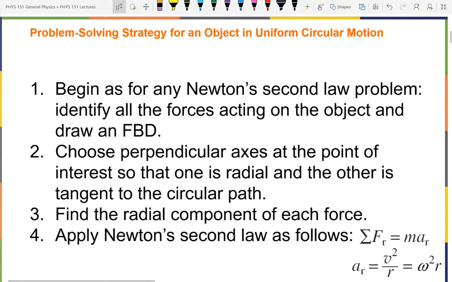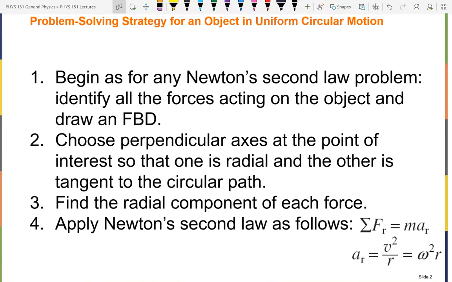So let's get into this. How to solve problems with circular motion. Start as you would for any force problem. So for any force problem, you draw a diagram of what's going on, and then you add the forces so you have your free body diagram. Then choose your axes. And we talked about how you choose your orientation. In the problems I'm going to run right now, we'll have to talk about how we choose our axes each time. Then you find the radial component of each force, break them into components.